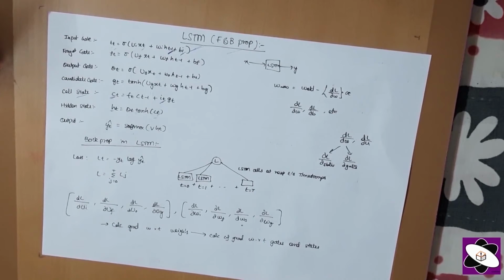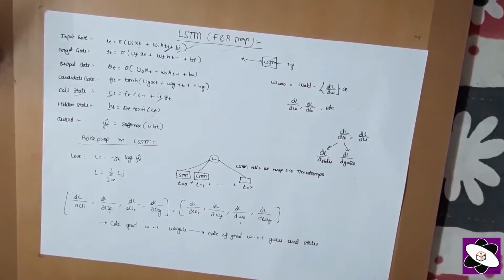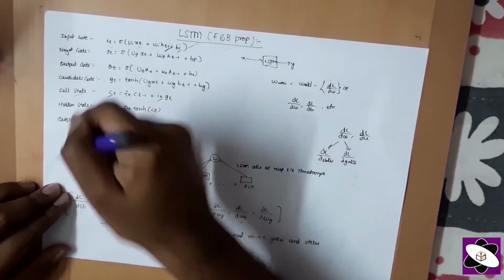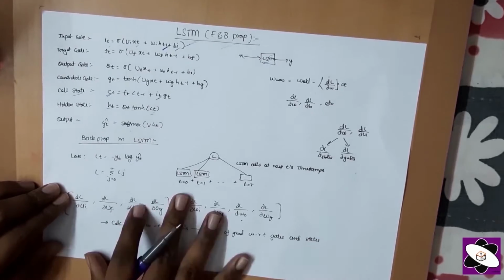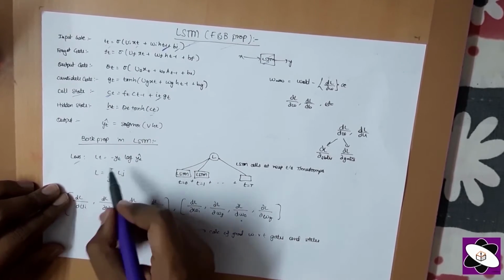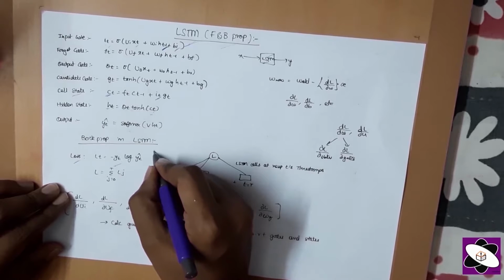Using these things, it decides what information it needs to forget and what information it needs to propagate throughout the network or within the cell. All of this and more it does using gates and states. So basically, for backpropagation in LSTM, as the loss function we are again using binary cross entropy loss.